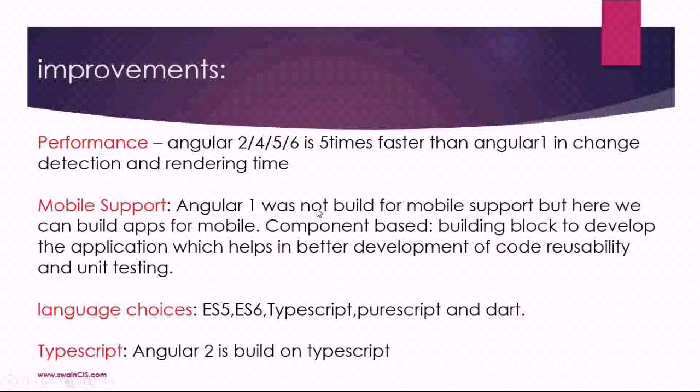Performance. Angular 2 Plus is much faster than Angular 1 in change detection and in rendering time. This is because of the compiling process using AOT, ahead of time. Next, mobile support. Angular 1 was not built for mobile support, but here we can build apps for mobile, especially using Cordova and PhoneGap. Next, language choices. We have ECMAScript 5, ECMAScript 6, TypeScript, PureScript and Dart support in Angular.